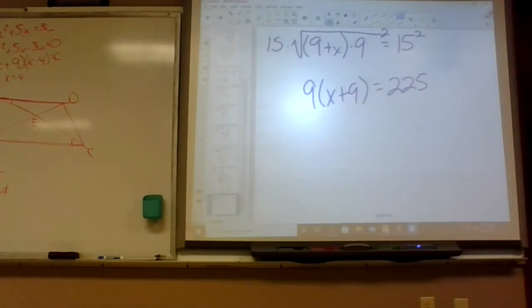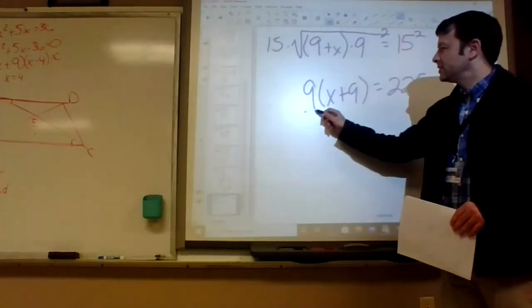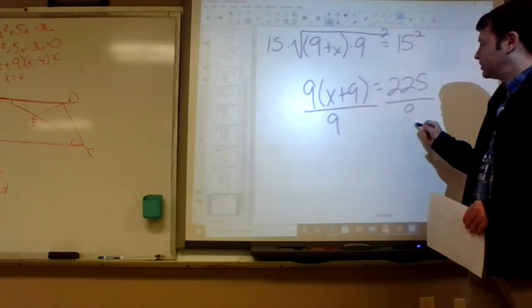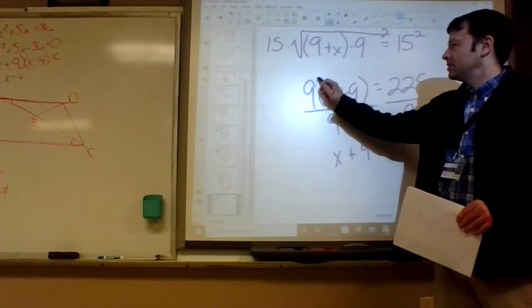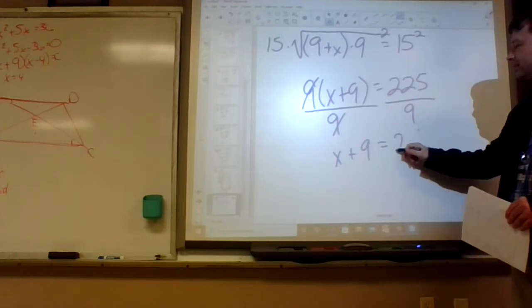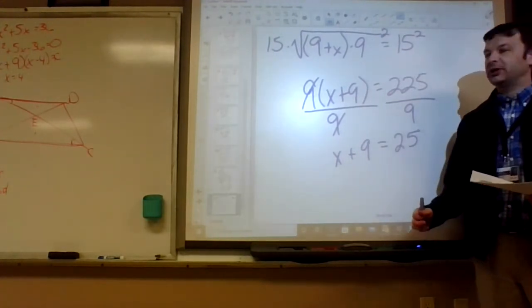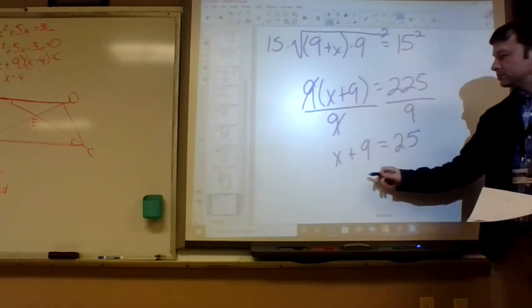Okay, I could distribute the 9. Do you guys remember what I did last time? So close. Instead, divide by 9. You get x plus 9 equals 25. Why are these numbers all squares? 16.